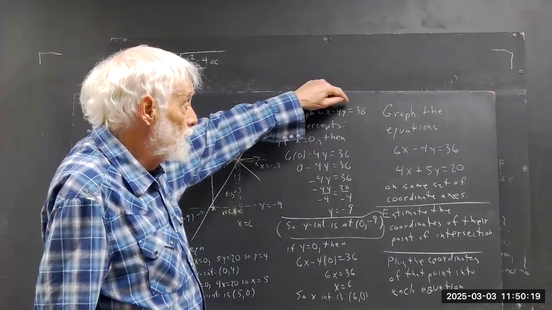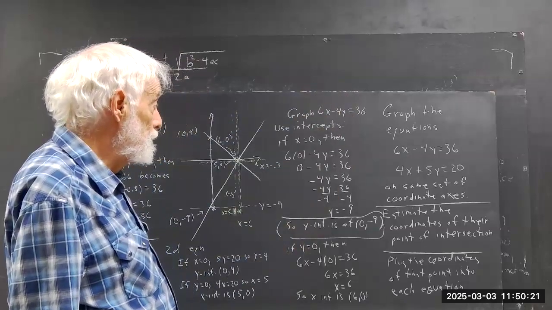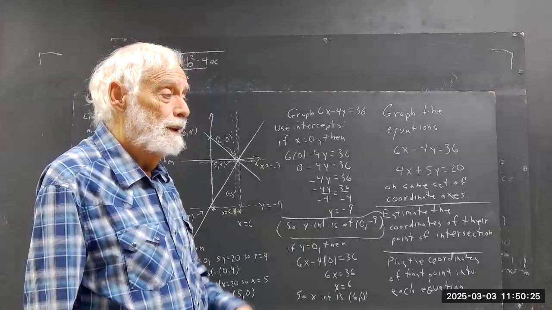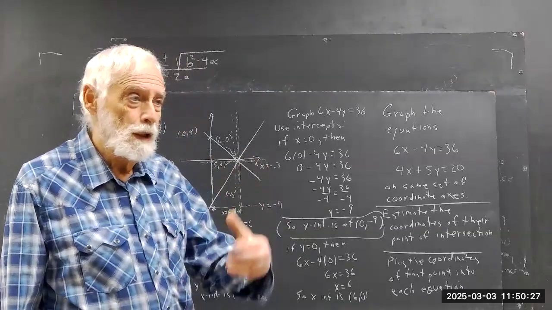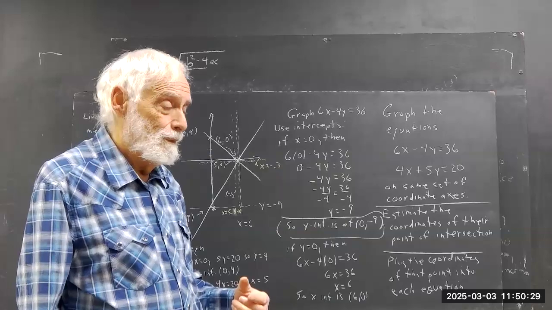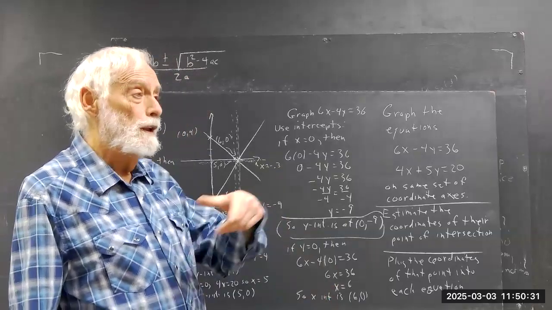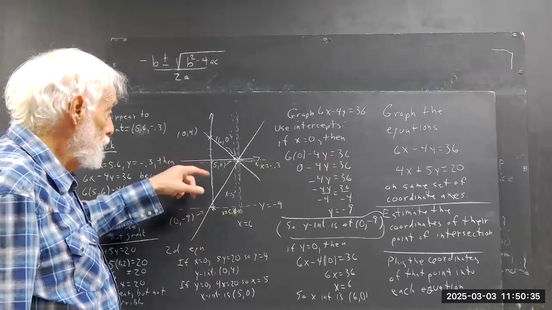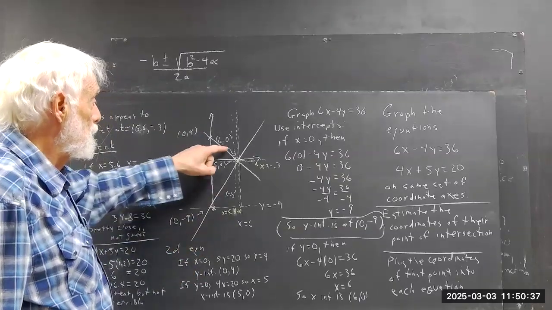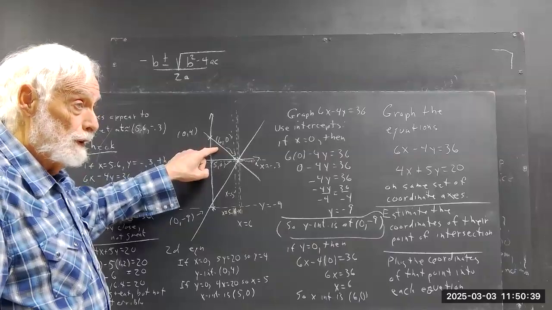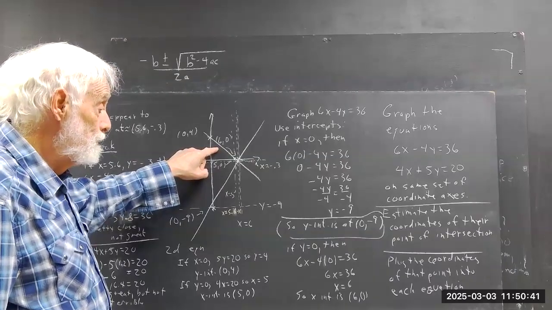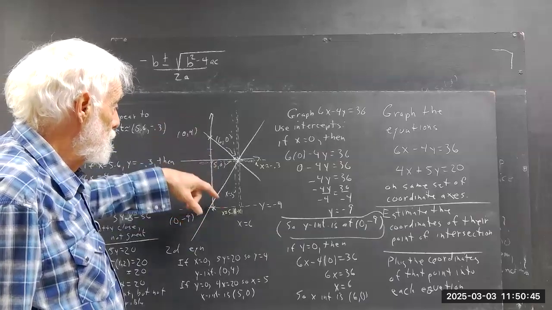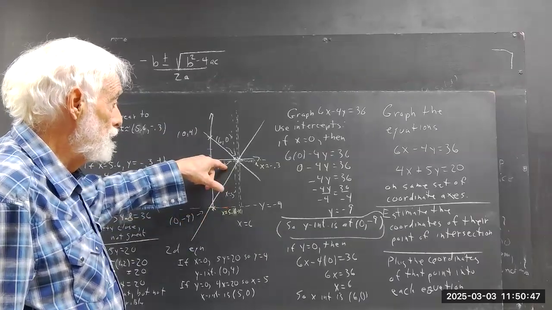So we graph 6x minus 4y equals 36. We want to find the intercepts because it's really easy to let either x or y equal 0. If we let x equal 0, we're going to get a y. Well, that's going to give us a point where x is 0 and y is some number. Like we let x equal 0, we get y equals 6. Okay? If we let y equal 0, we get x equals 5.